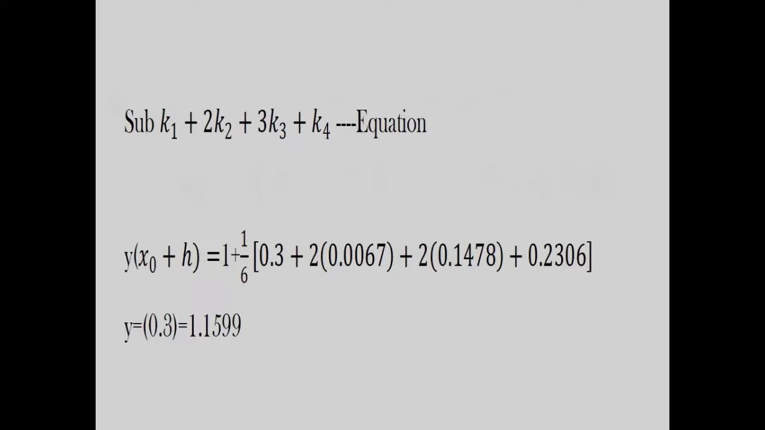Substitution of k1 plus 2k2 plus 2k3 plus k4 into your equation. So y at x naught plus h is equals 1 plus 1 over 6 times 0.3 plus 2 times 0.0067 plus 2 times 0.1478 plus 0.2306. And you will get y equals 1.1599.